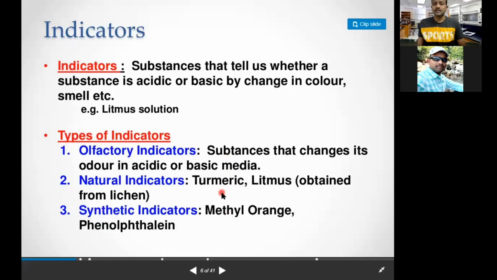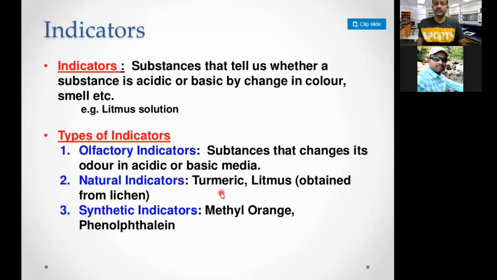So for natural indicators, you take turmeric or litmus, which we can obtain from lichen, right? When turmeric reacts with acid, it will not give any color change. It remains the same. It will give only yellow color. The color of the turmeric will not change when you add acid to the turmeric. Okay, so when you add turmeric to the base, the turmeric color changes to reddish color.